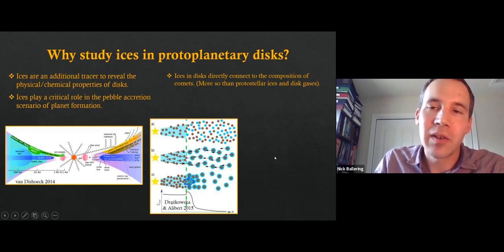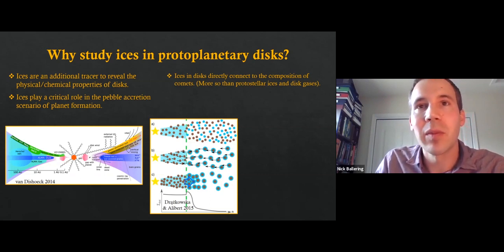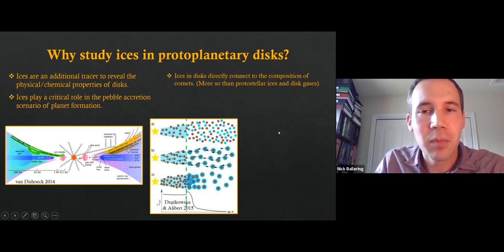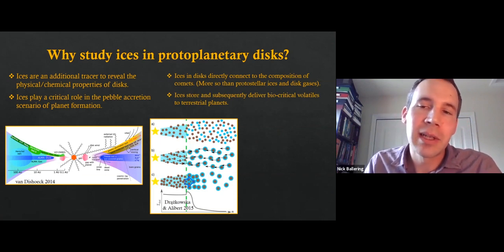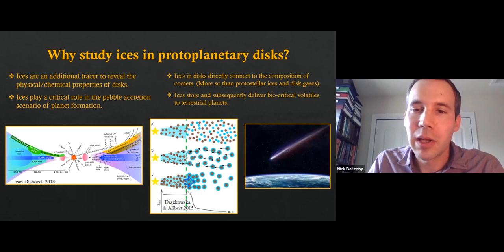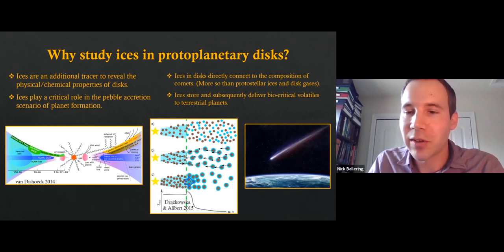In terms of comparing to measurements of comets, if we measure the ices in disks, that's the most direct way to make that comparison, more so than protostellar ices, which primarily probe the envelope, or gases in disks, because it is the disk ices that are directly leading to comet formation. And lastly, ices are very important for storing and subsequently delivering biocritical volatiles to potentially habitable terrestrial planets.